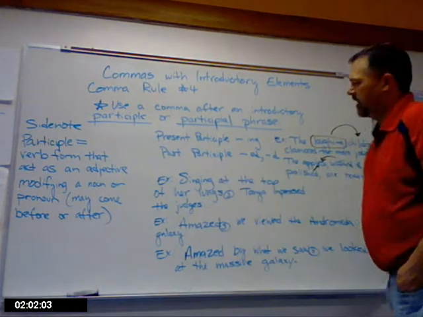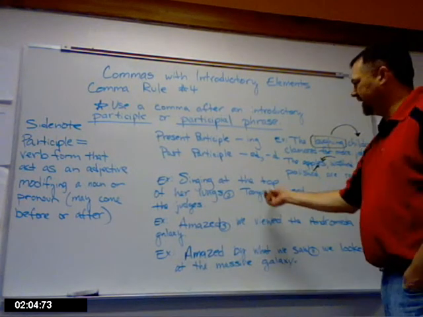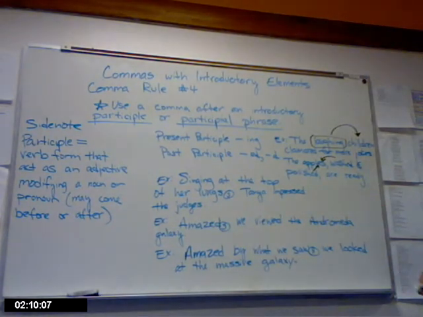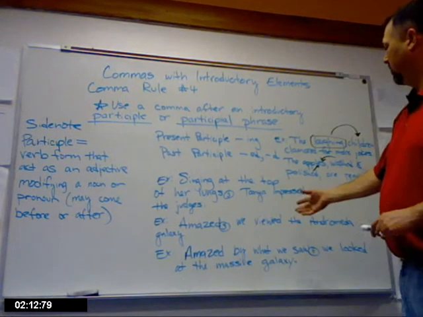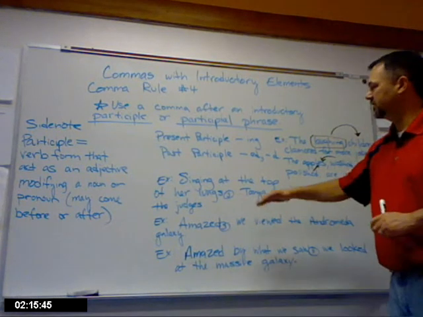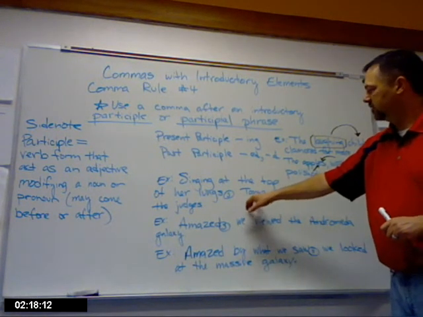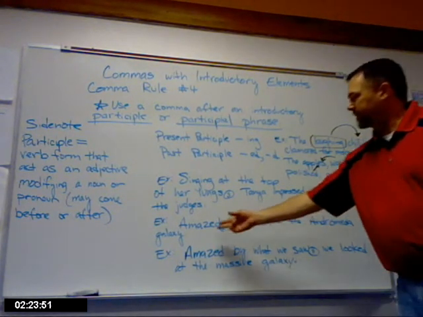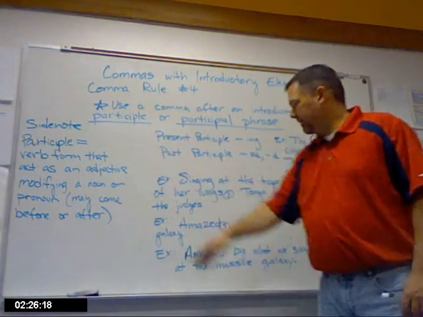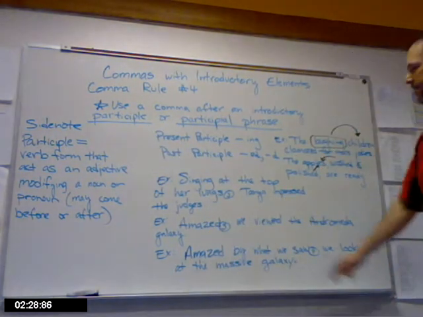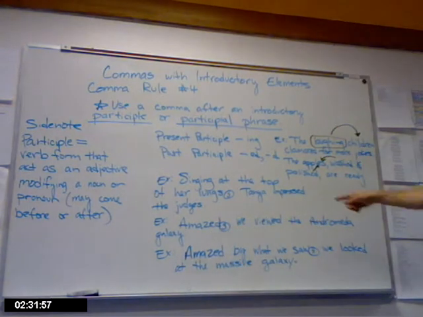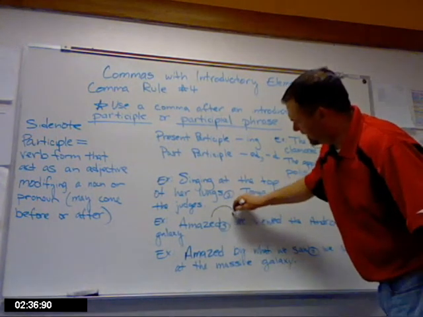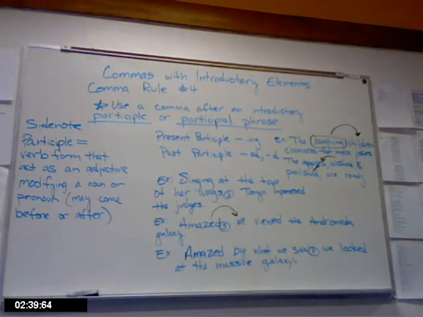So here's the example with the comma rule in effect. Singing at the top of her lungs, comma, Tanya impressed the judges. Singing at the top of her lungs is a participial phrase telling how Tanya was singing. All right. Another example using a past participle, and this is strictly a participle, it's not a phrase, it's just a participle. Amazed, comma, we viewed the Andromeda galaxy. How did we view it? We were amazed. Okay, again, modifying we.